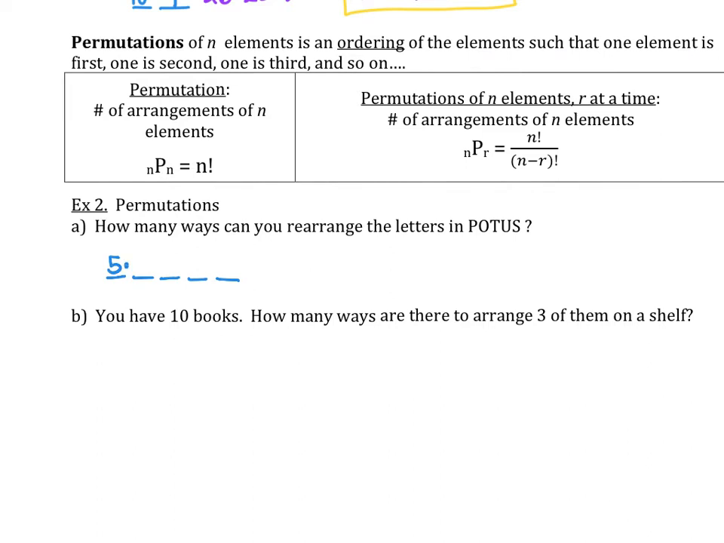Once I pick what goes in the first spot, there's 4 left for the next spot, 3 in the last spot. And then once I picked 4 letters, there's only 1 left. So there's actually 120 ways I could rearrange the letters.